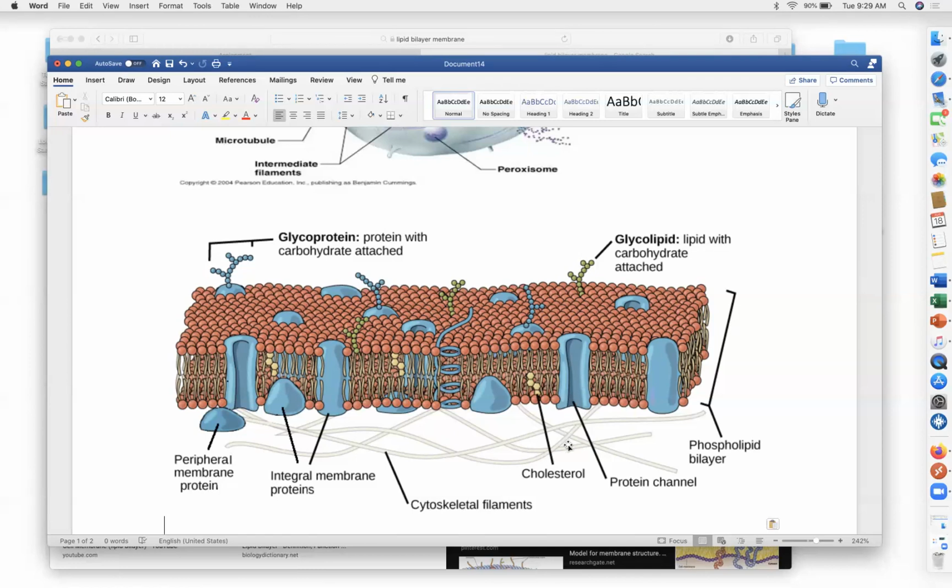So let's say I have a whole bunch of waste here on the inside of my cell. Well, the protein channel knows that it's waste. It opens up and then it throws it out.